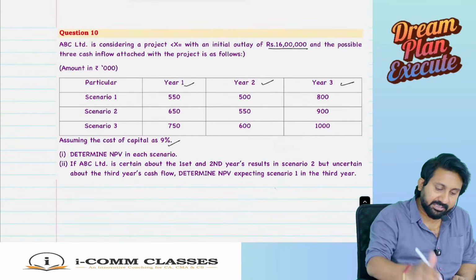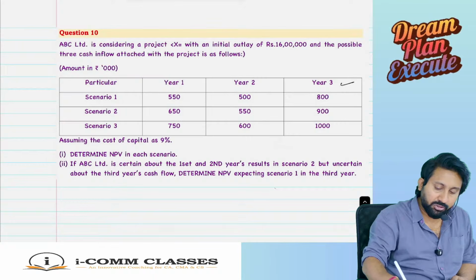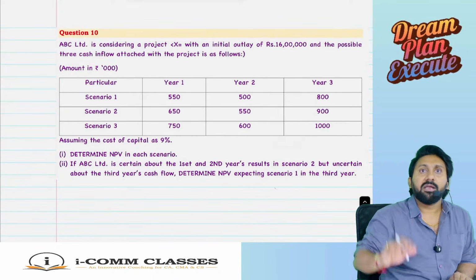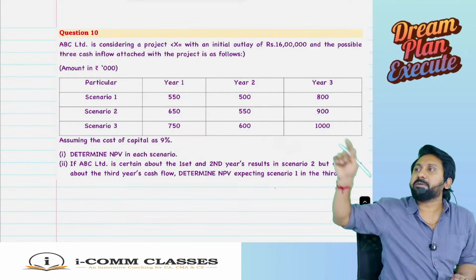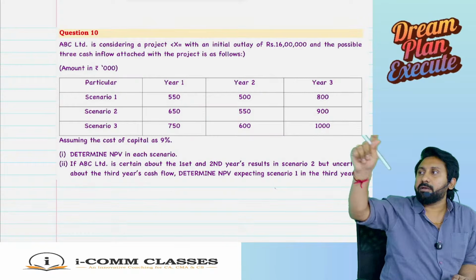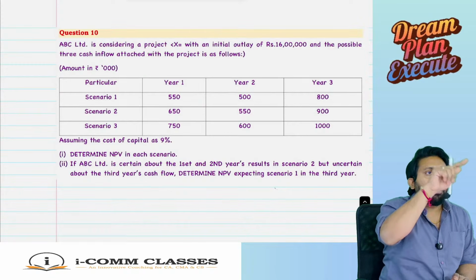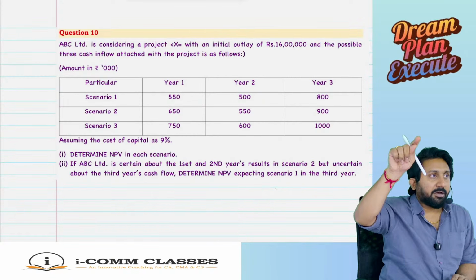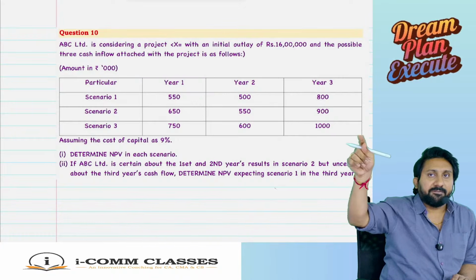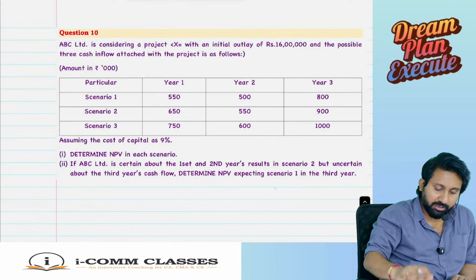Read the question first. Later we start doing the solution together. Everyone, do you remember the computation of NPV? Tell me the schedule. NPV schedule: cash flow, PV at the rate of, and PVCF. That's it. Read the question now.